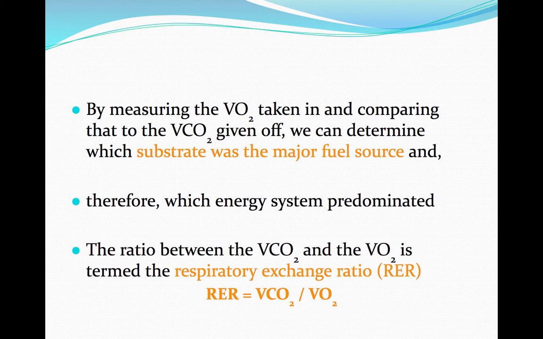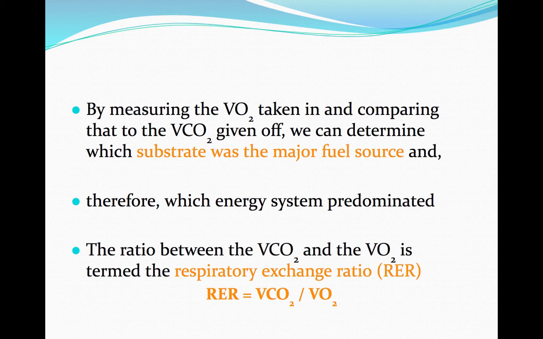So by measuring the VO2 taken in and comparing that to the VCO2 given off, we can determine which substrate was the major fuel source because of the difference. And because of that, we know that only certain pathways or certain systems can use these fuels. So we look at a measurement called the respiratory exchange ratio, RER. It is a pretty simple math equation: VCO2 divided by VO2.